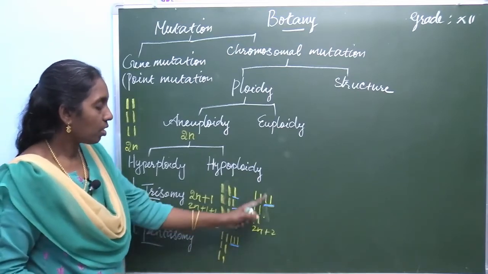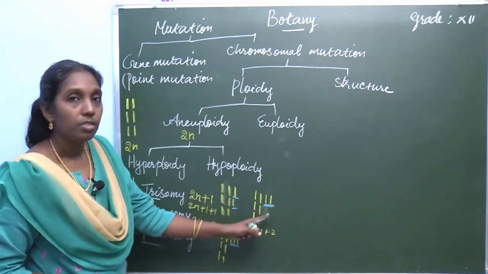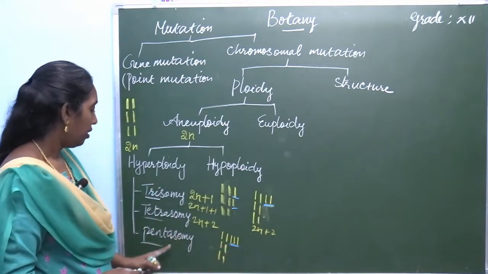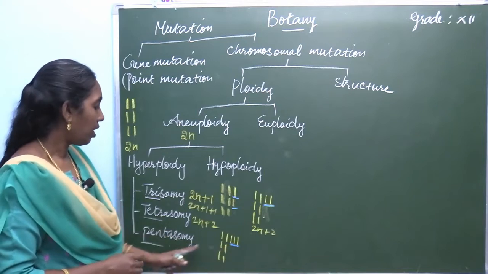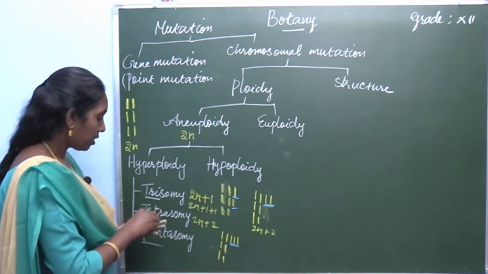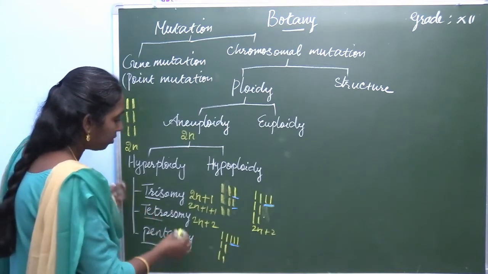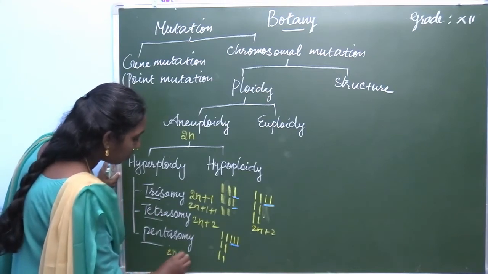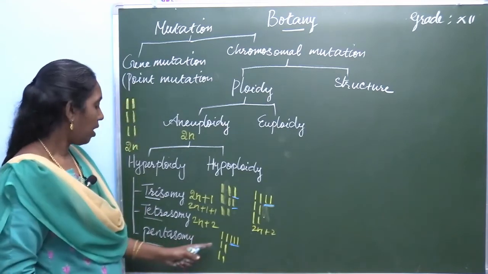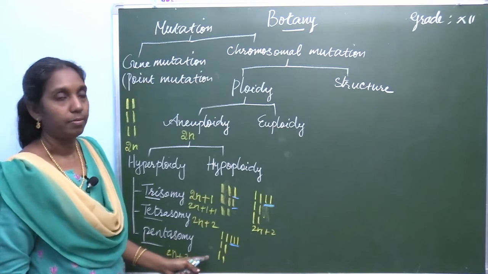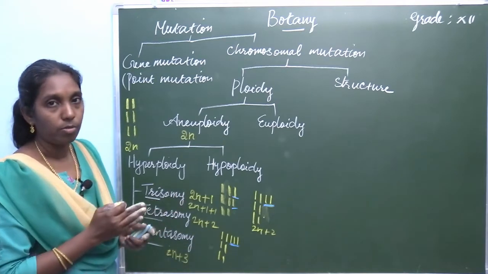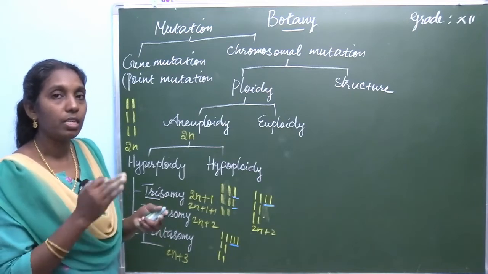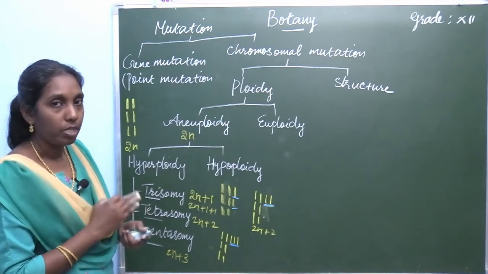Tetrasomy: two individual sets of chromosomes are added to the normal set. Pentasomy: 2n plus 3. The condition 2n plus 3 is pentasomy. These all are by addition of extra chromosomes within the normal diploid set.